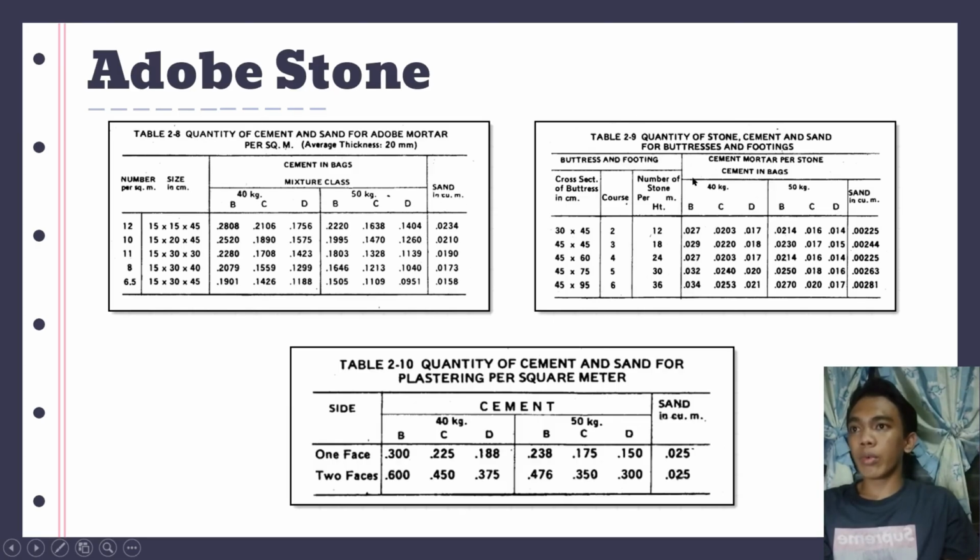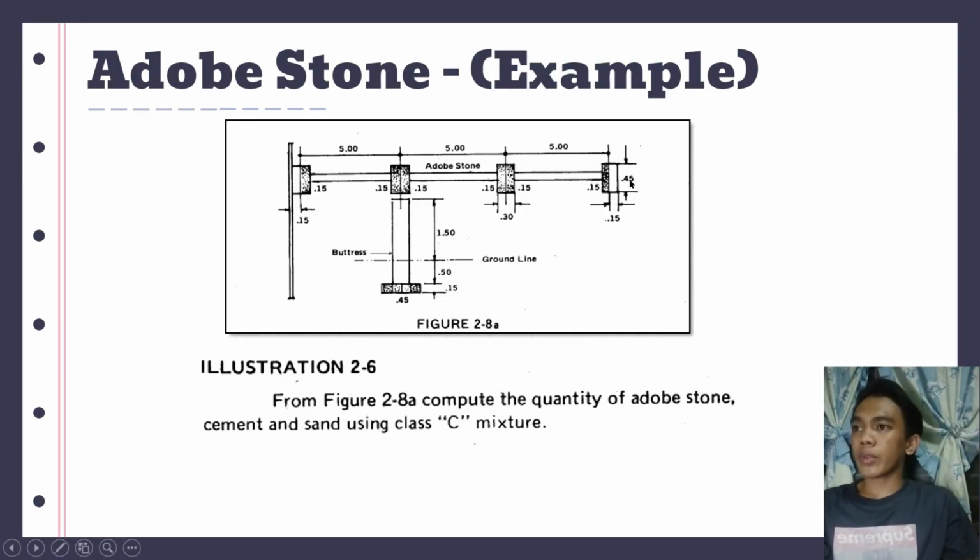Now we are given the tables for constant multiples in order to calculate for the different components of adobe stone in constructing adobe stone like fencing or other types of structures. Then we have here given multiples in order for us to calculate for cement and sand. Now for example, from figure 228A, compute the quantity of adobe stone, cement, and sand using class C mixture.